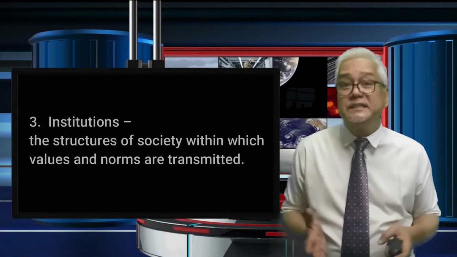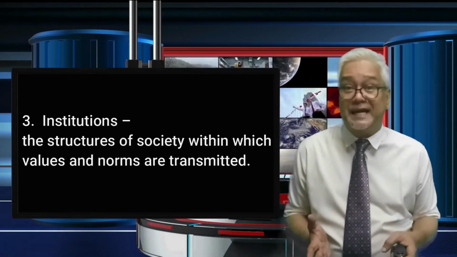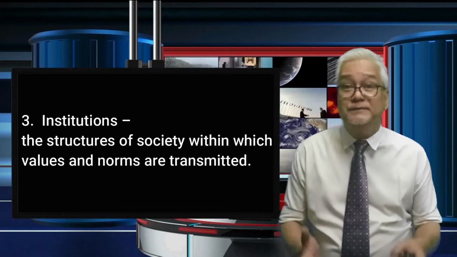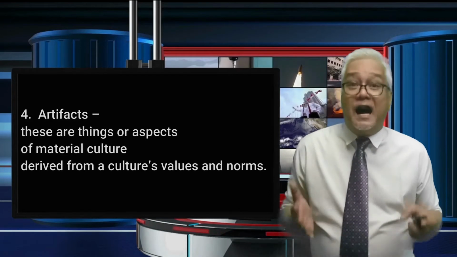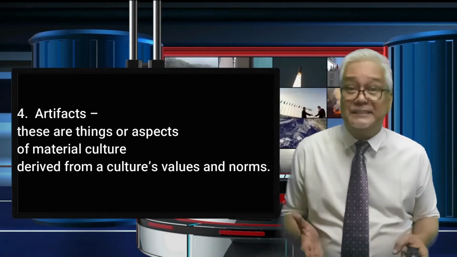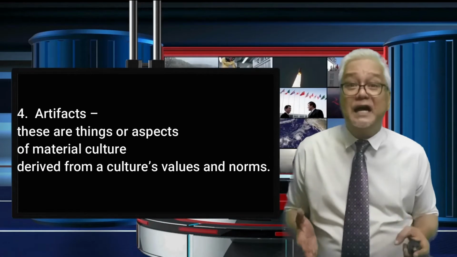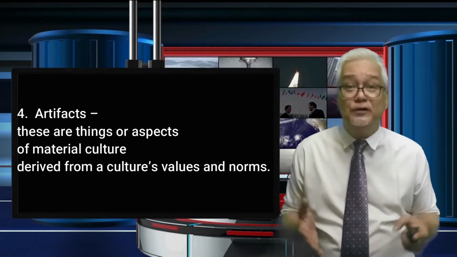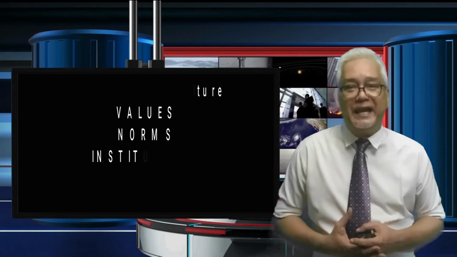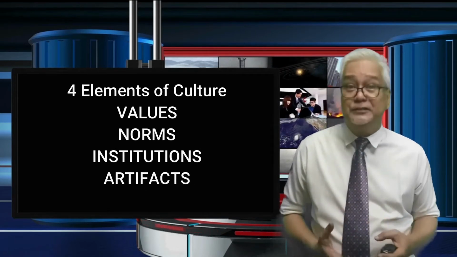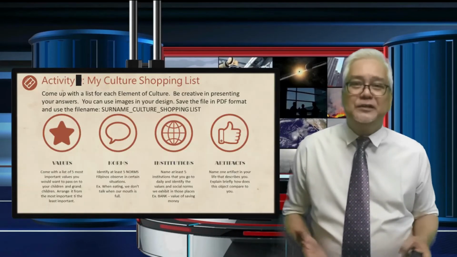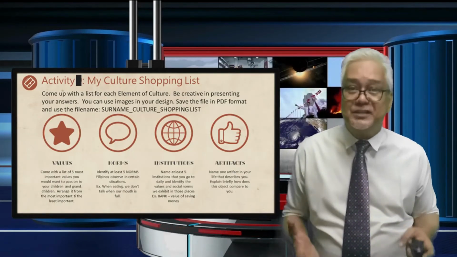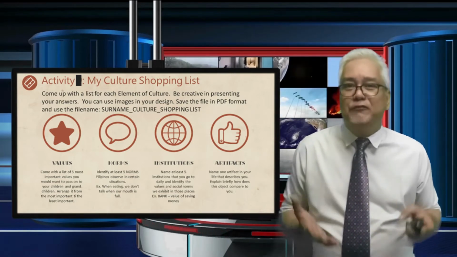Number three, institutions. The structures of society within which values and norms are transmitted. And number four, artifacts. Artifacts are things or aspects of material culture derived from a culture's values and norms. These are the four elements of culture: values, norms, institutions, and artifacts. You can work on the activity on page 9 and come up with a list for each element of culture.